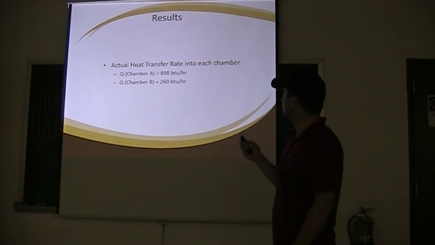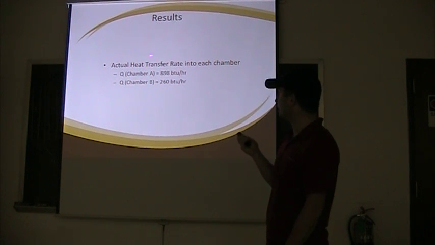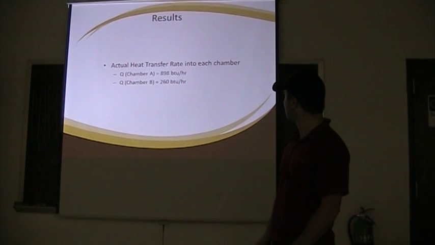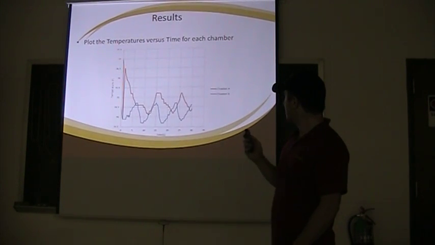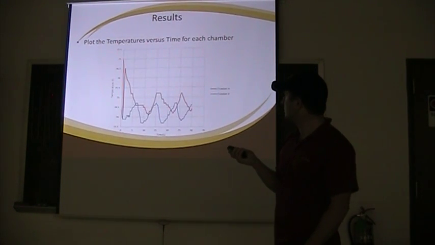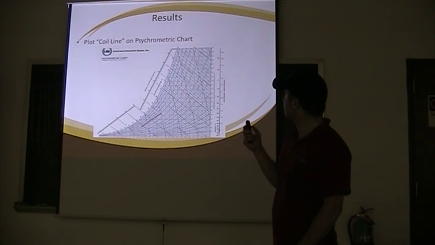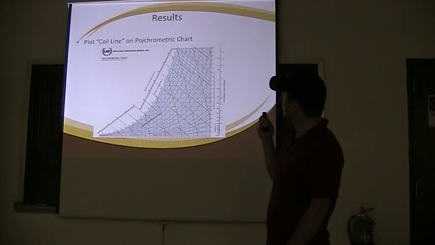So these are the results we got for the actual heat transfer rate into each chamber. Chamber A, we got 898 BTUs per hour. And chamber B, we got 260 BTUs per hour. This is the temperature versus time plot, which was done in Excel. And that's what we got for that. This is the coil line plotted on the psychrometric chart.